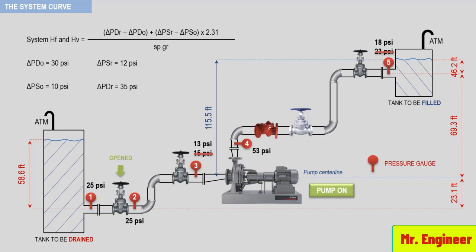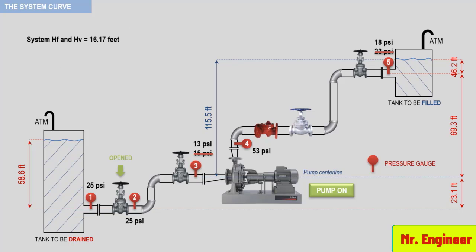Now we have all the information we need to insert into the Backus and Custodio formula. Substituting for delta PDR, delta PDO, delta PSR, delta PSO, and for the specific gravity, which is equal to 1 because our test liquid is water, we then have the following for the system friction head and velocity head. And this is equal to 16.17 feet.